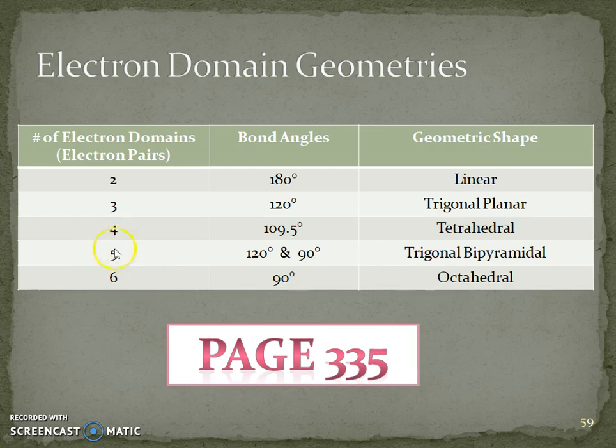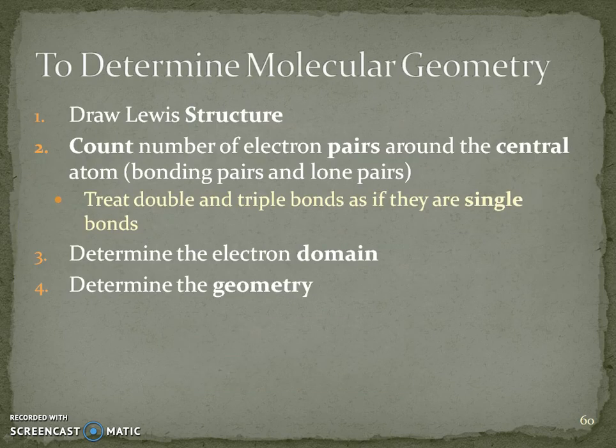Same thing, if you have 5 electron domains, that means 5 of them can be bonds. However, how about if you only have 4 bonds and 1 lone pair? The molecular shape is actually going to change, and we'll get into more detail as we go through this chapter.